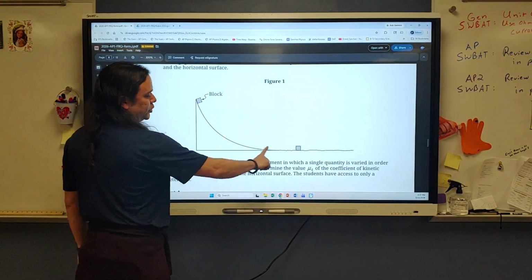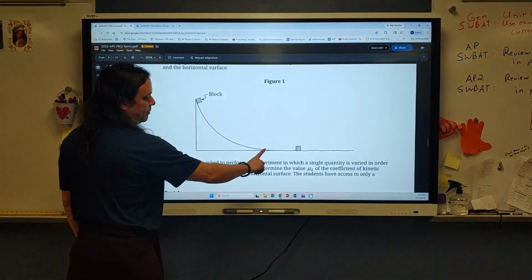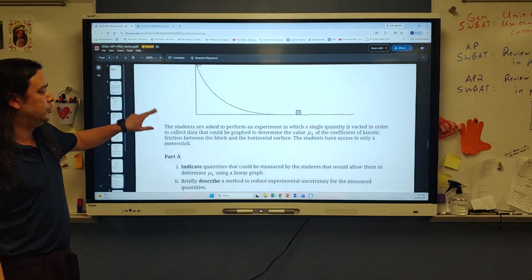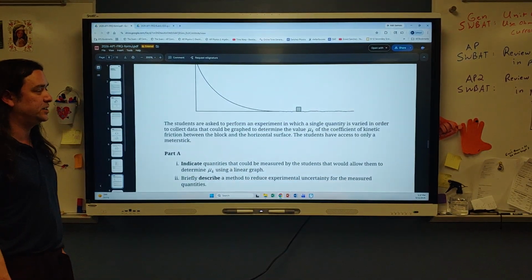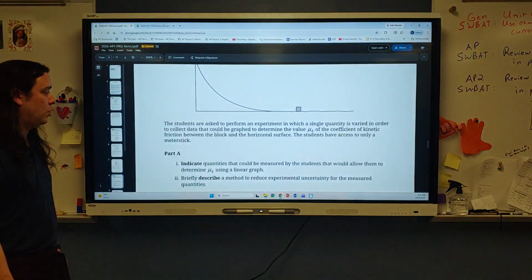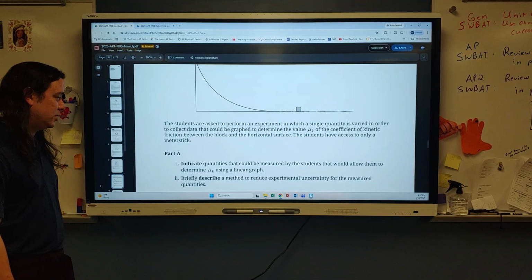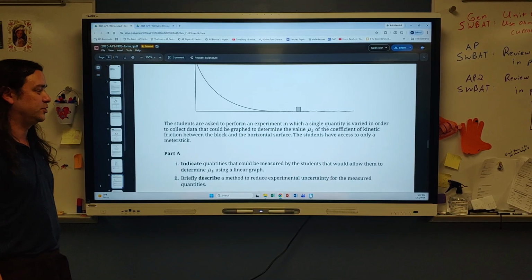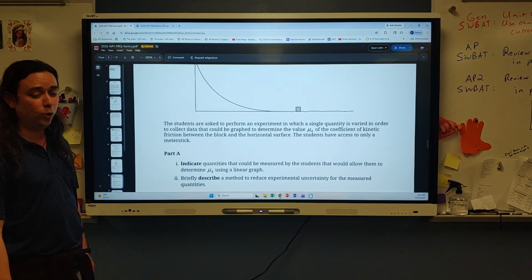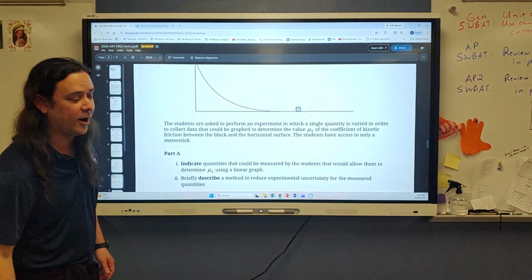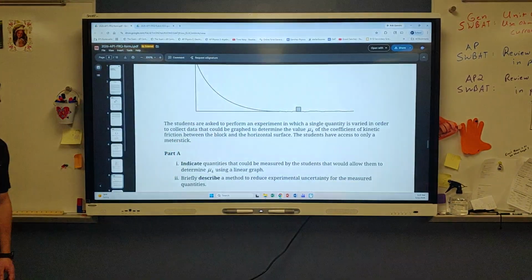The ramp is frictionless. We got the block sliding down the ramp, and then when it hits the ground, we got friction on the ground. Okay, the students are asked to perform an experiment in which a single quantity is varied in order to collect data that could be graphed to determine the value of mu sub k, the coefficient of kinetic friction between the block and the horizontal surface. The students have access to only a meter stick. Budget cuts. All right, so we have to get creative on this.